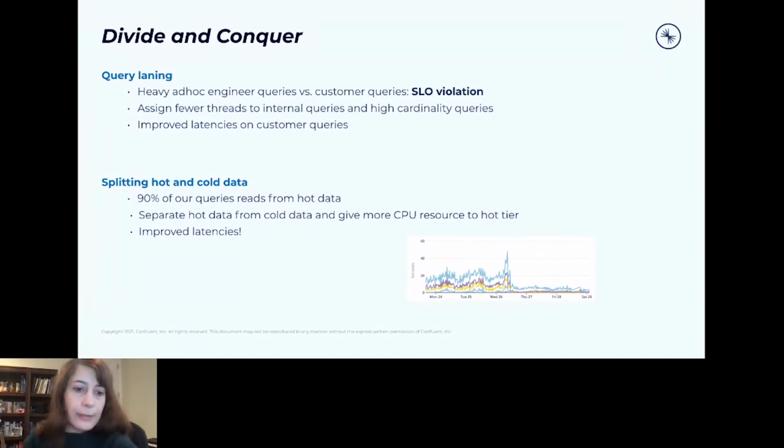The second one is that we observed that 90% of our queries read from hot data. These are the queries that usually populate some external dashboards for the customers. So there are continuous queries that have very short intervals, but there are many. So we separated the hot data from cold data, and we gave more CPU resources to this hot tier, and this way we could improve latencies, as you can see in the picture.